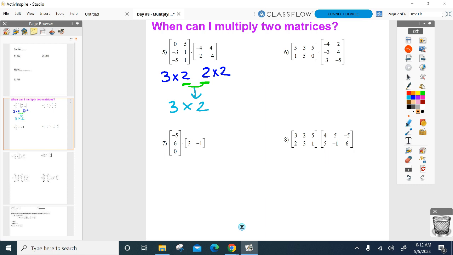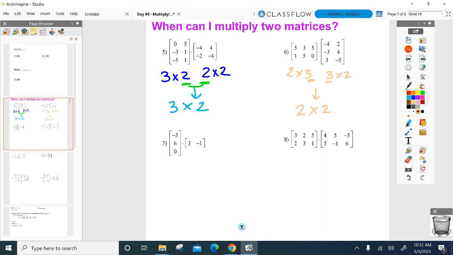How big is this first one here? What do we have here? 2 by 3 with a 3 by 2. Are you allowed to multiply? Yes, you are. We can multiply these, and that tells me my answer is going to be a 2 by 2 matrix. Okay, and don't worry about how it becomes that. That's my job today.